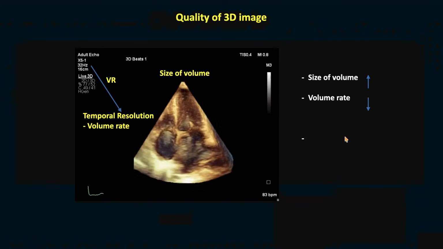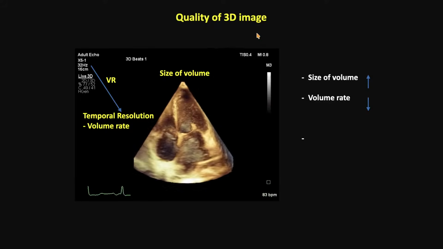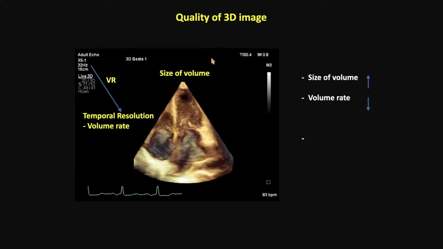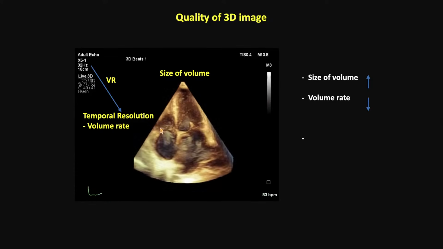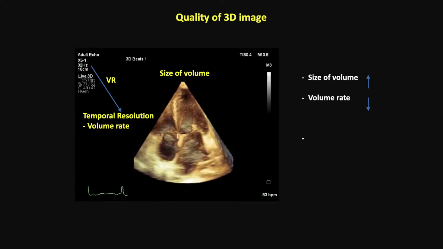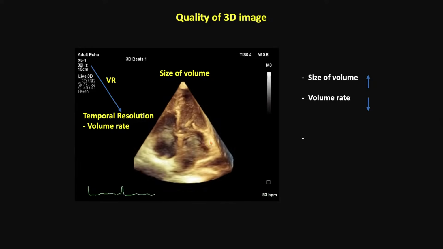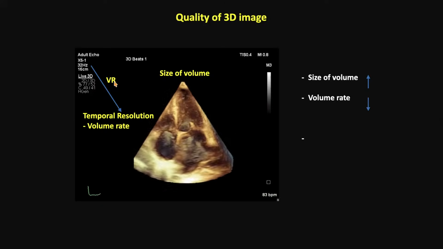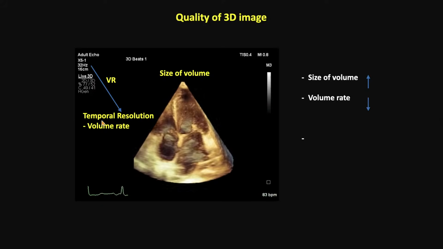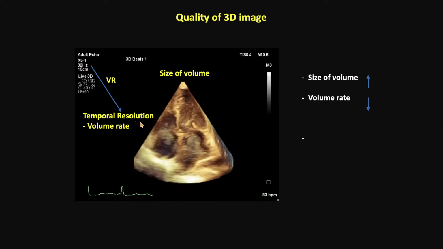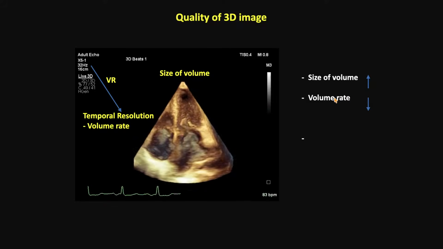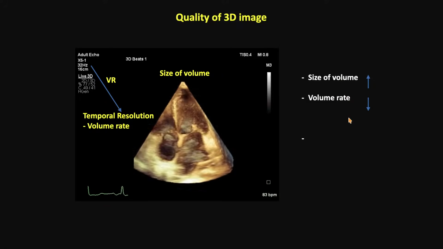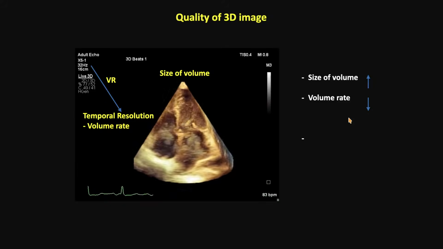Before that, make sure that your quality of 2D image is good, because the quality of the 3D image depends on it. When we are looking at the 3D image, we typically say that it is volumetric or pyramidal data. It's a volume, and you can see that it's shaped like a pyramid. You have the volume rate, or the frame rate, which in 3D is called the volume rate. And you have the temporal resolution and the spatial resolution. If you increase the size of the sector width, automatically the volume rate comes down, which means the spatial resolution also comes down.